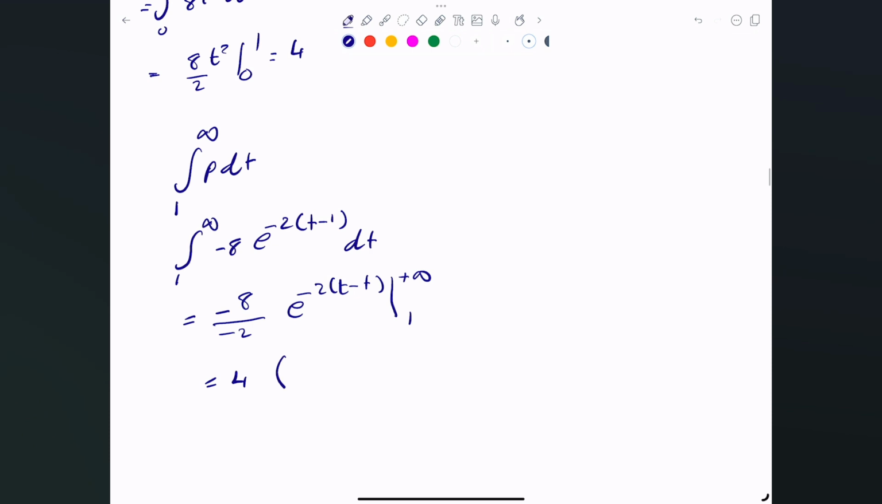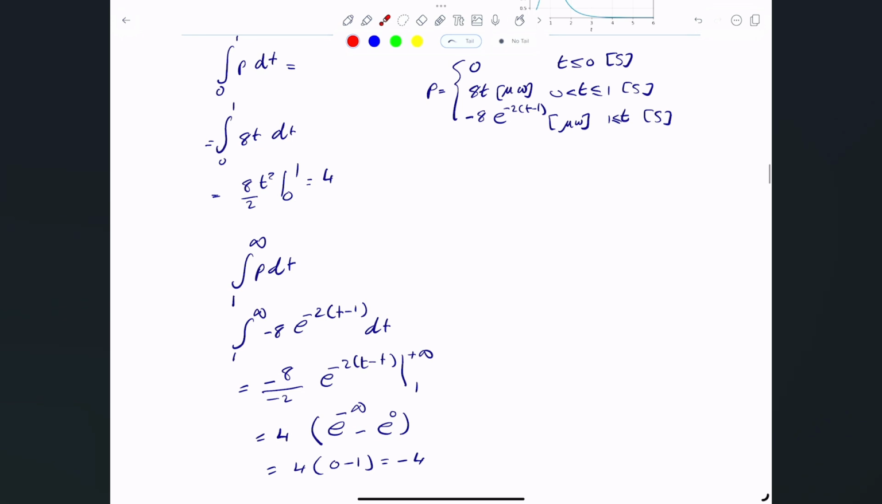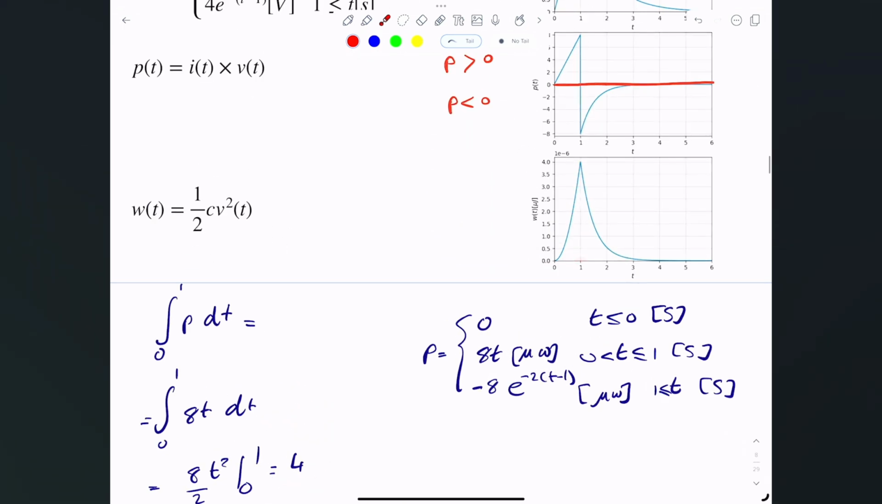And what we have is e to the -infinity minus e to the 1 minus 1, which is 0, so it's basically e to the power 0. You'll get 4 times (e to the -infinity, which is simply 0, minus 1), and that will be -4 microjoules, because that's exactly that. So it stored 4 microjoules initially, and it released 4 microjoules. That's what we see in this particular graph in here. So it went from 0 all the way to 1 second, it got to 4 microjoules, and it released that 4 microjoules.